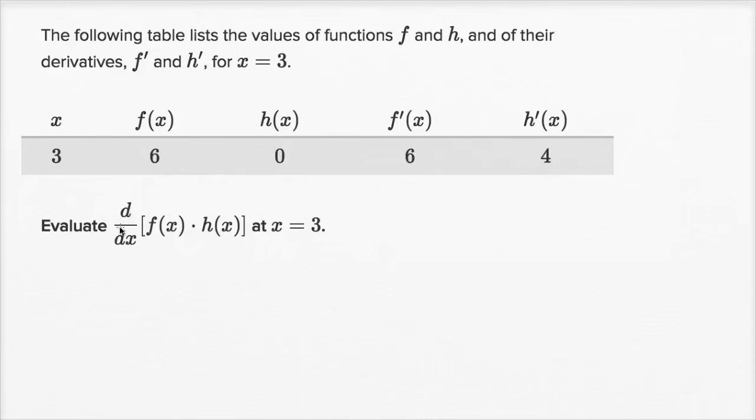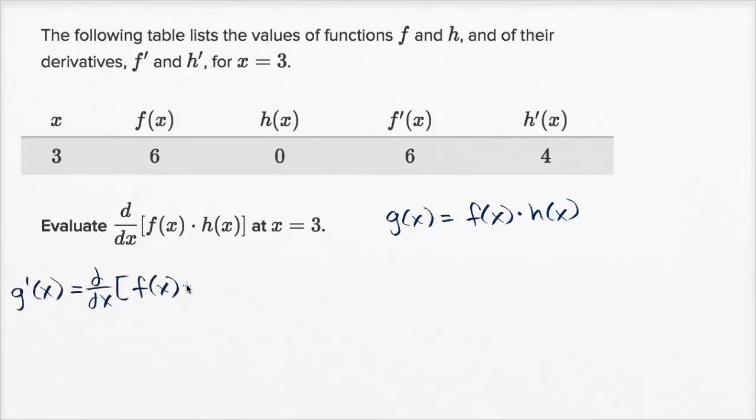And now they want us to evaluate the derivative with respect to x of the product of f of x and h of x when x is equal to 3. One way you could view this is if we viewed some function g of x as being equal to the product of f of x and h of x, this expression is the derivative of g of x. So we could write g prime of x is equal to the derivative with respect to x of f of x times h of x, which is what we want to evaluate at x equals 3. So we essentially want to evaluate g prime of 3. This is what they're asking us to do.